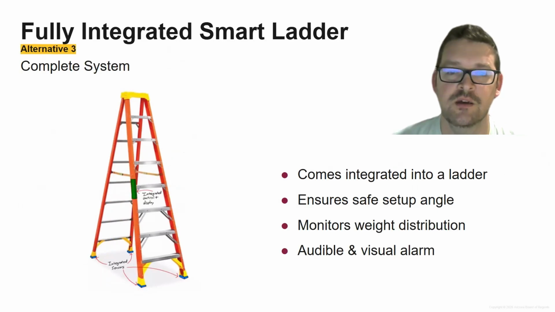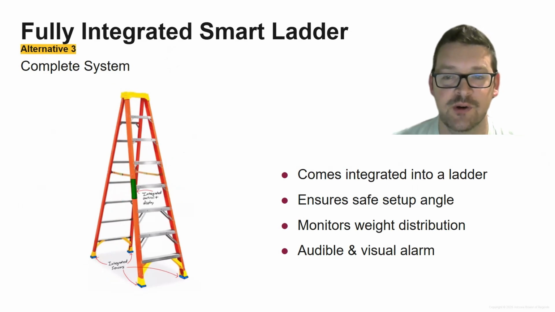Concept number 3 is a fully integrated smart ladder. Technology similar to Concept 1 would ensure a safe setup angle, monitor weight distribution, and provide audible and visual alarms if conditions become unsafe. This concept could be very effective because the sensors and warning system would be built directly into the ladder. This concept, however, would require the purchase of a new ladder. While this is the most elegant solution, it will also be the most expensive and may have a lower adoption rate because many customers already own ladders.